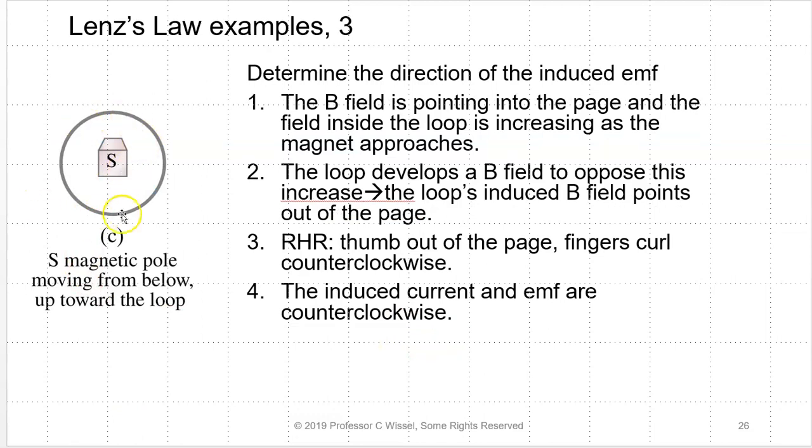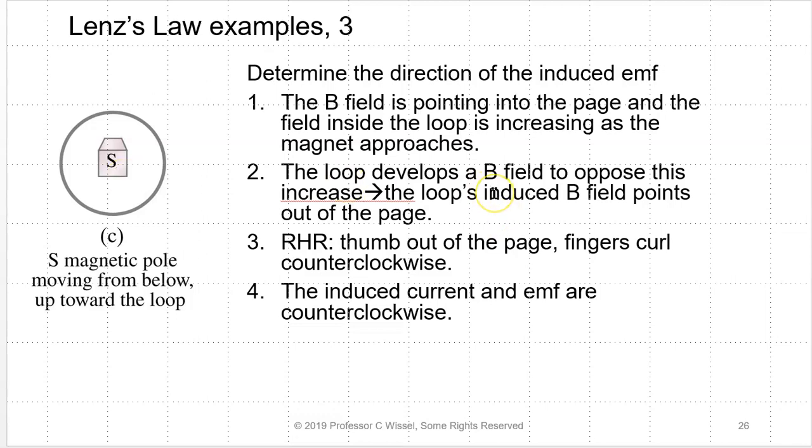Now we have a loop here, and we have a south magnetic pole moving up from below toward the loop. So this south pole is approaching the loop from below. We want to determine the direction of the induced EMF. The B field is pointing into the page, and the field inside the loop is increasing as the magnet approaches. Why is the B field pointing into the page? Because it's pointing into the south pole. The B field points to the south pole of a bar magnet.